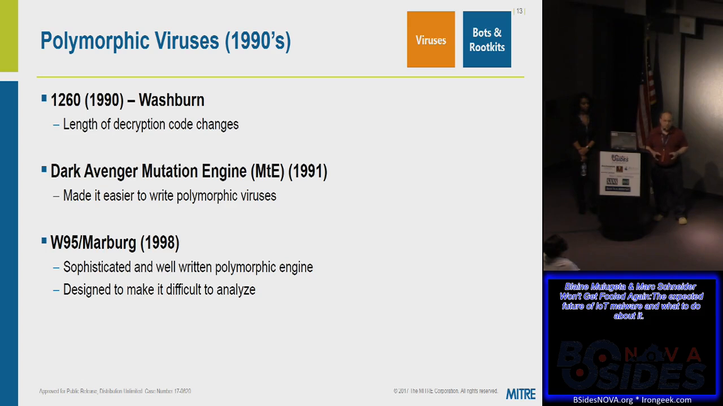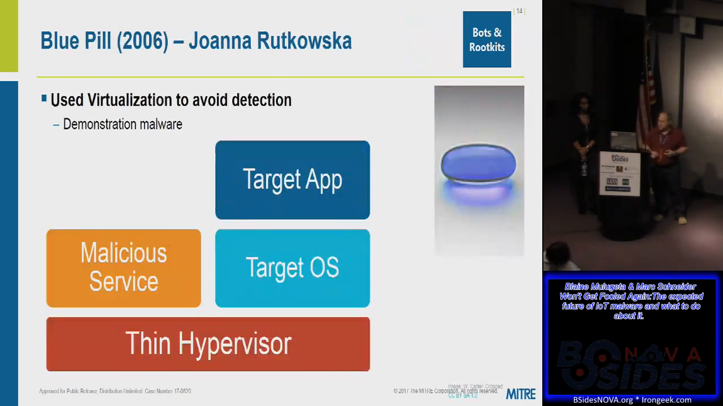Marburg, again, was a mutation system. It was both a virus and an engine. And it was very sophisticated and well-written. By this point, Marburg was written by professional developers, professional malware developers that were selling their toolkits to make money. And we'll talk a little bit about that when we get to the next section on motivation.